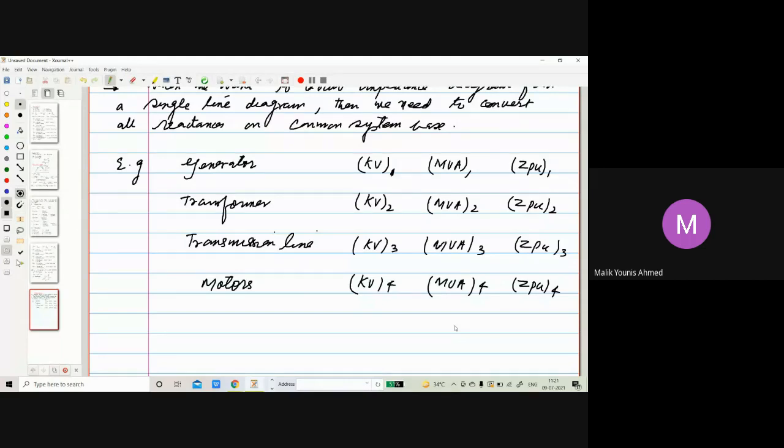So again, I'm repeating: whenever I have been asked to draw the impedance diagram, I have to express all the reactances on the common system base, and then find the per unit value. What is the common system base?